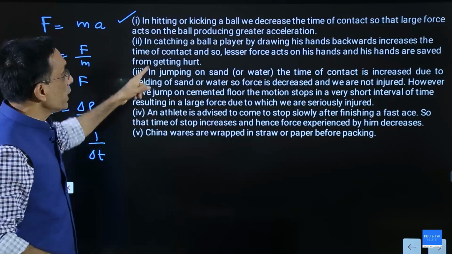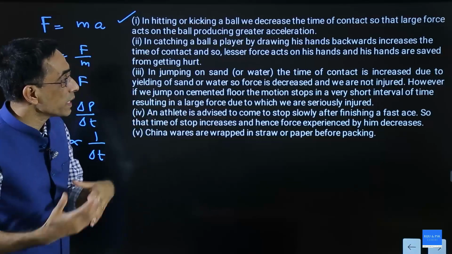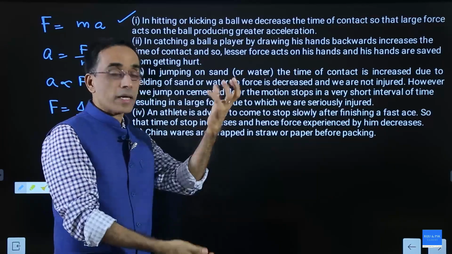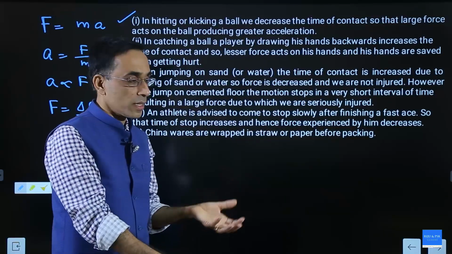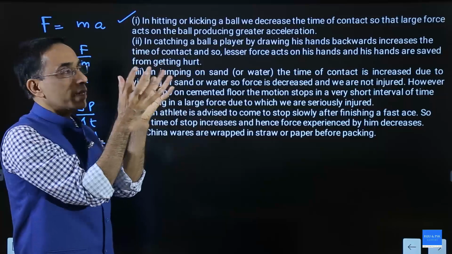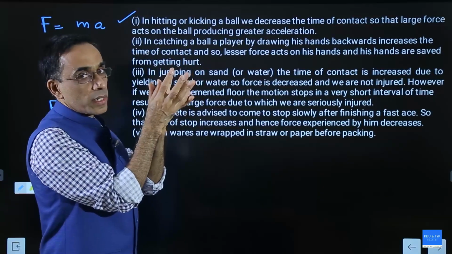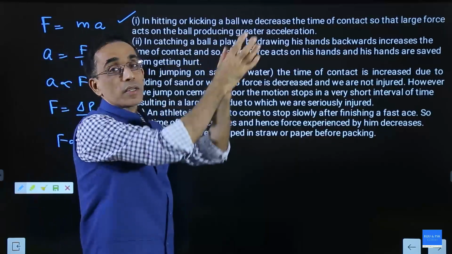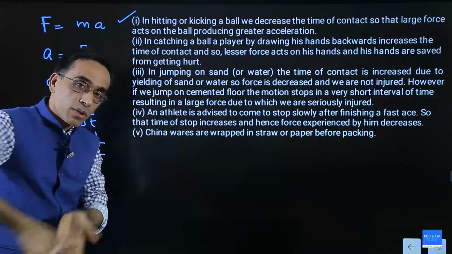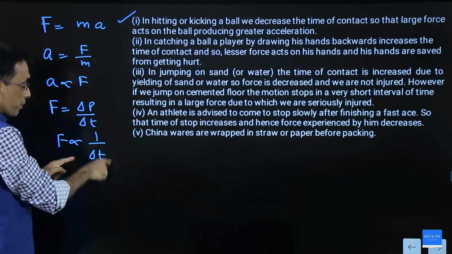Second one, in catching a ball, a player by drawing his hand backwards increases the time of contact. Suppose you are playing cricket, you want to take a catch. How do we take the catch? You have the ball coming and you hold it like this, permanently fixed. Is it this way you can take a catch? Or will you move your hand forward, or will you move your hand backward? You move your hand backward along the motion of the ball. That means you are increasing delta T. You are increasing the time.